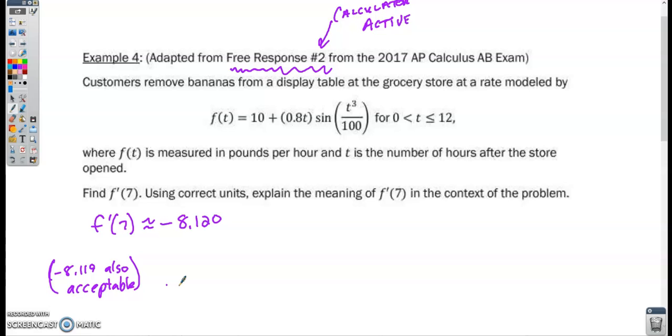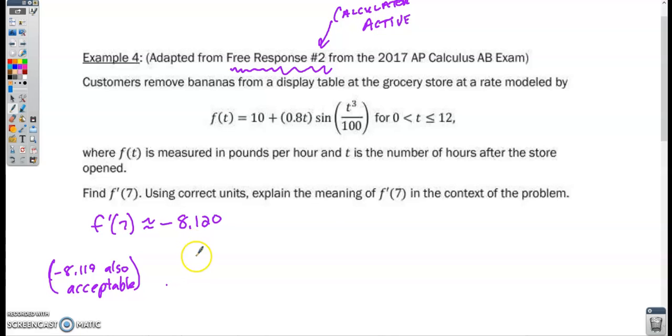And then the second part of this question, so, estimating the derivative using the numerical derivative, not so hard. And then the second part of this question, using correct units, explain the meaning of f prime of 7 in the context of the problem. And so we're going all the way back to the skill that we learned at the beginning of unit 4, and that is explaining the meaning of this in the context.